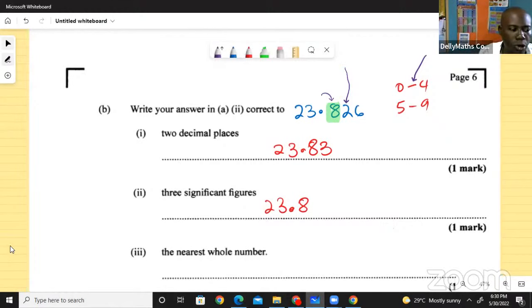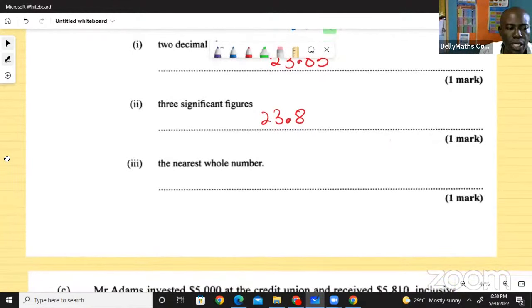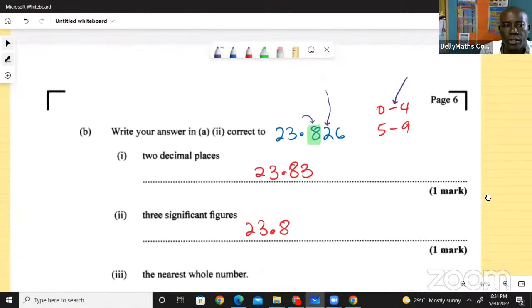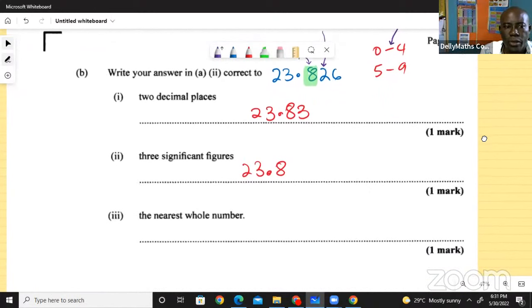All right, let's go. We want to round this to the nearest whole number. You could see for yourself, 23.8. So let's go back to it. To the nearest whole number. This is the decimal section.